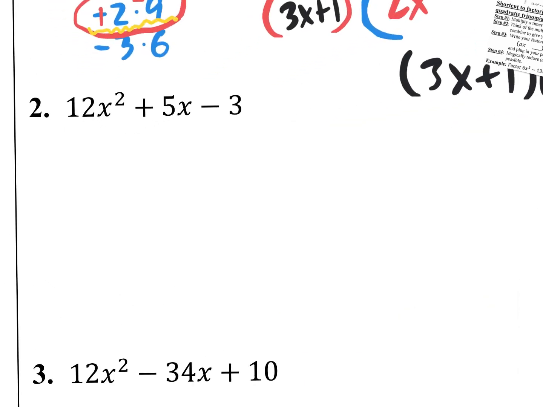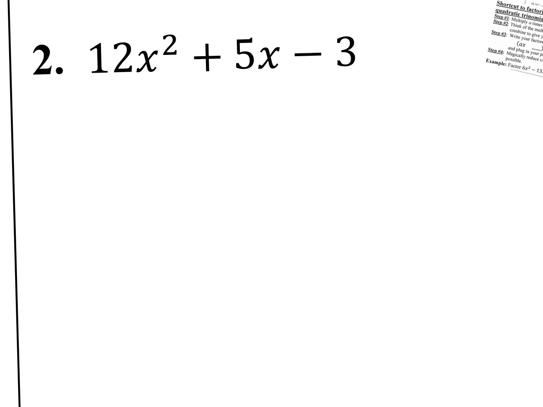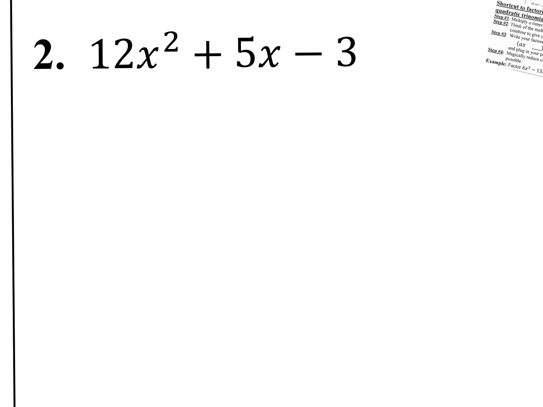Let's jump to number 2. Let's do number 2. I want to factor this, but the a value is not 1. So I have to go through that multi-step process. Everybody write down step 1, a times c. What do I get? Yeah, you know that a is 12 and c is -3. 12 times -3 is -36. This is the answer to step 1.